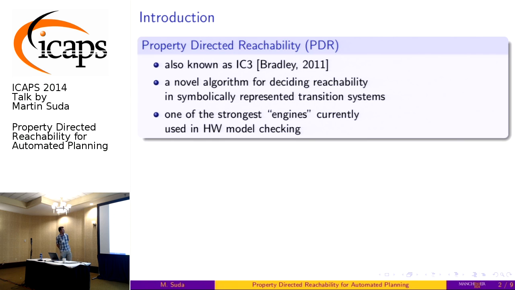And I will shortly tell you what I mean by symbolically represented transition system. But the point is that classical planning falls under this concept. And while IC3 or PDR has become a greatest hit of the last year in the verification community, I would like to also convince you that this is an algorithm worth studying from the planning perspective.